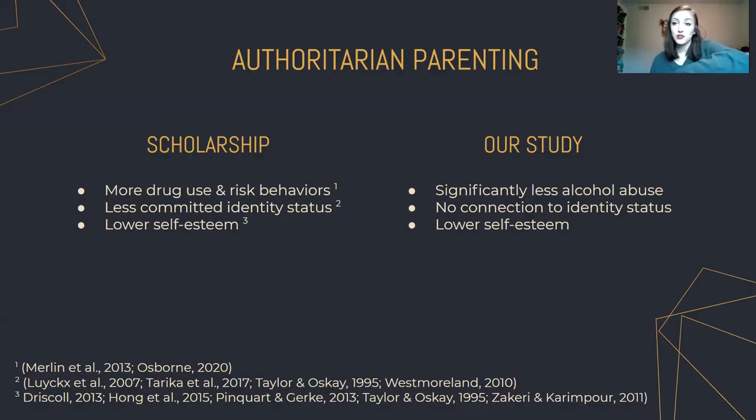In our study, we found that instead of an elevated risk of any kind of risk behavior, we actually found that there was significantly less alcohol abuse with people who had experienced authoritarian parenting or greater authoritarian influence in the parenting style. There was no significant connection to identity status, but we did replicate findings that authoritarian parenting seems to be linked to lower self-esteem.